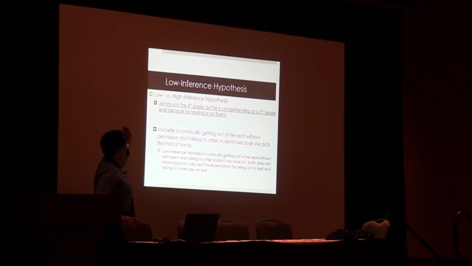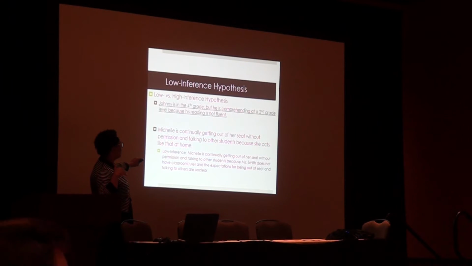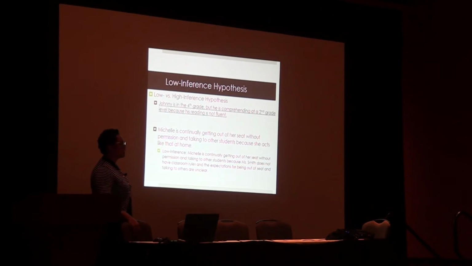As opposed to Michelle is continually getting out of her seat without permission and talking to other students because she acts like that at home. I mean, we're just playing logic here. So instead, how about Michelle is continually getting out of her seat without permission and talking to other students because Ms. Smith doesn't have classroom rules and expectations about being out of seat?